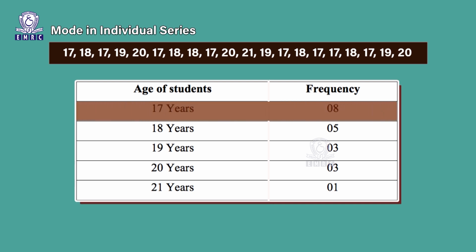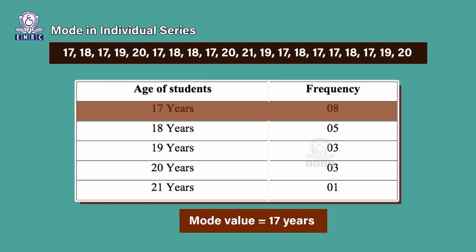If we see in this data, 17 is being repeated 8 times. There are 8 students with 17 years when they have joined the UG program. So the most commonly occurring figure is 17. So the mode value is 17 years.